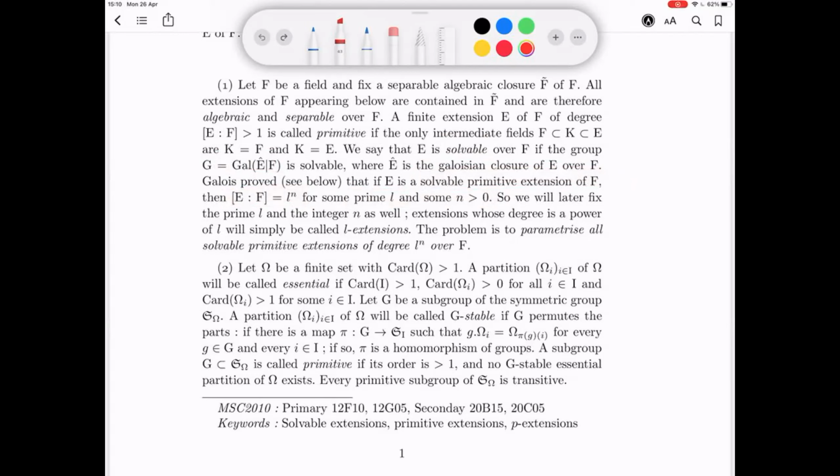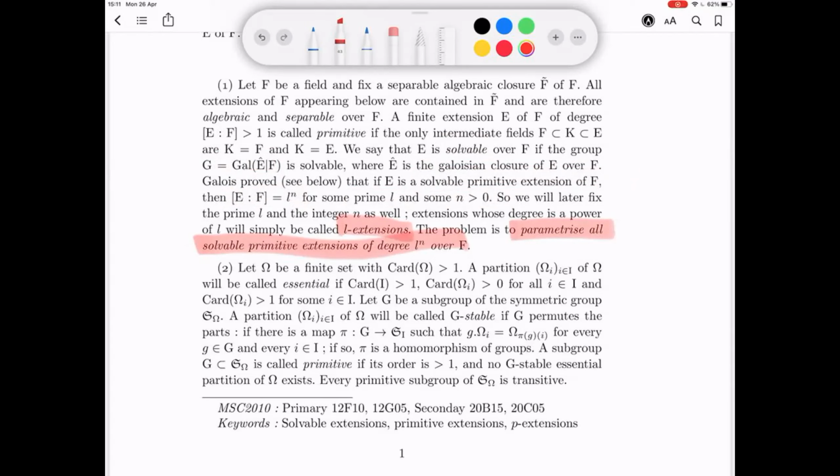So later we will also fix the prime L, and we'll look at L-extensions, which means extensions of degree a power of L. And we will try to parameterize all solvable primitive extensions of F of degree L to the n.